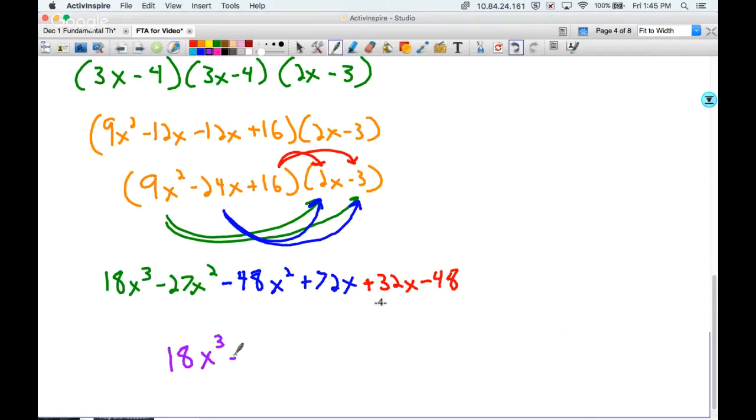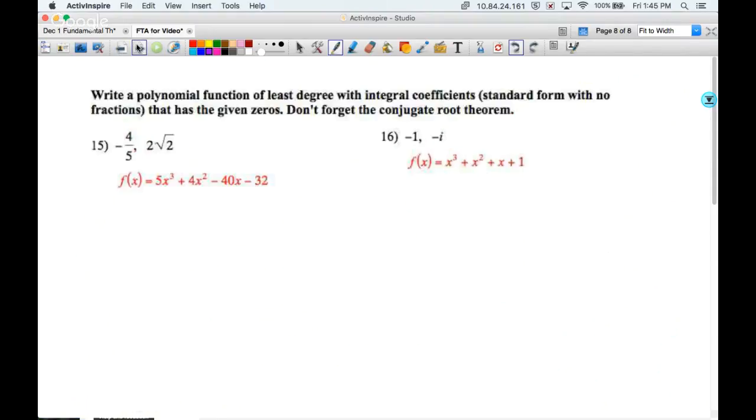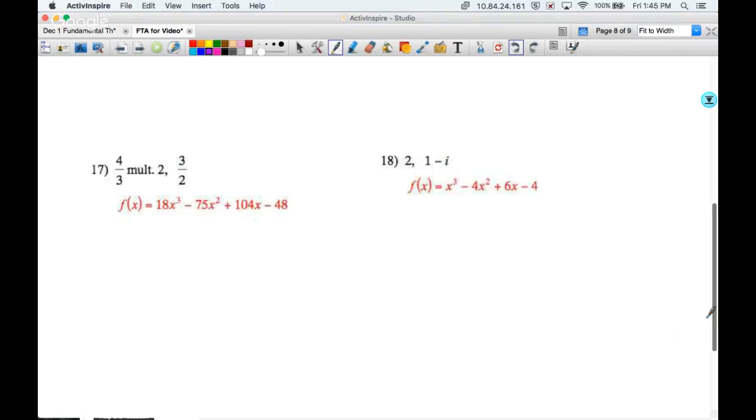I don't want to make any mistakes here. Minus 75x squared plus 104x minus 48. Check and see if any of those have common factors. I don't think they do. Let's just see if I got that right. Oops. 18, negative 75. Yep, that's right.